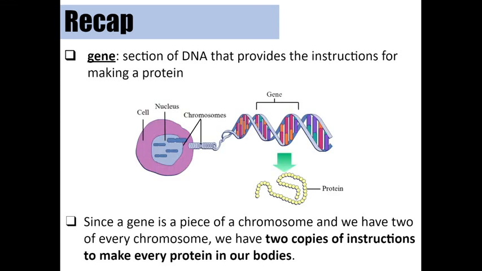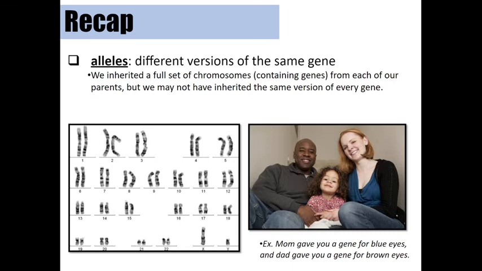So a gene is a section of DNA that provides the instructions for making a protein. Since a gene is a piece of chromosome and we have two of every chromosome, we have two copies of instructions to make every protein in our bodies. Now, alleles are different versions of the same gene. So we inherited a full set of chromosomes containing genes from each of our parents, but we may not have inherited the same version of every gene. So an example of this is mom could have given you a gene for blue eyes, and dad gave you a gene for brown eyes.